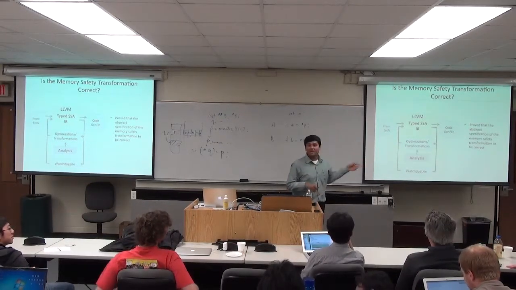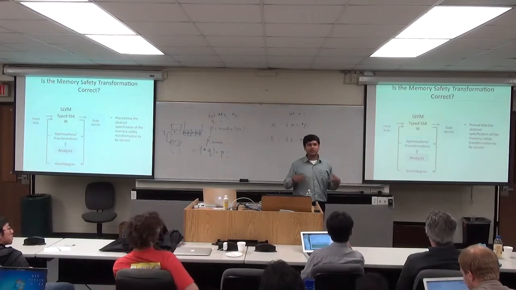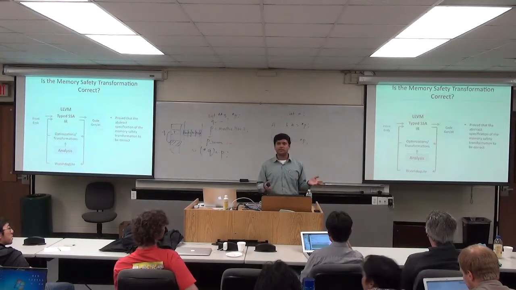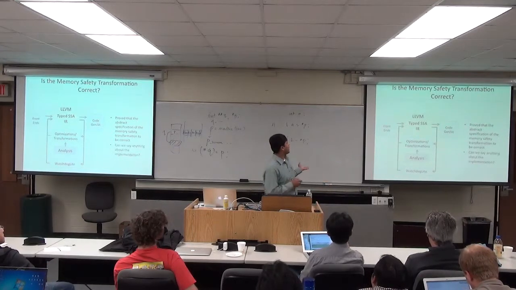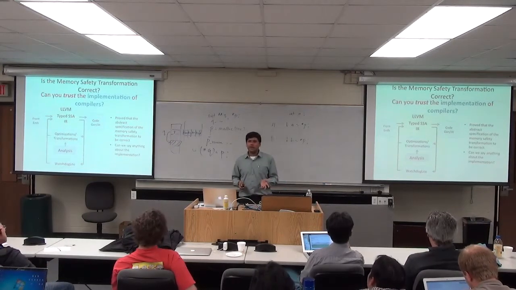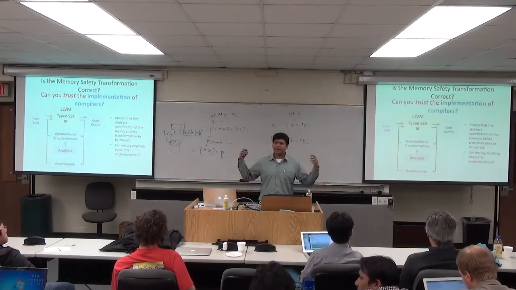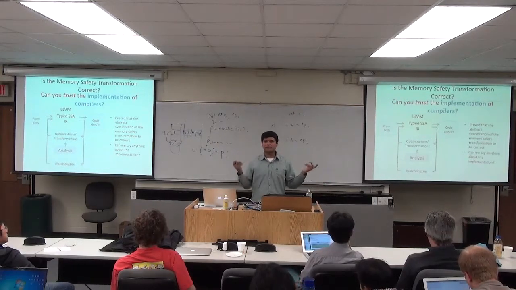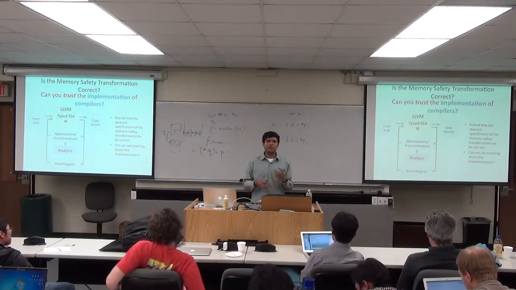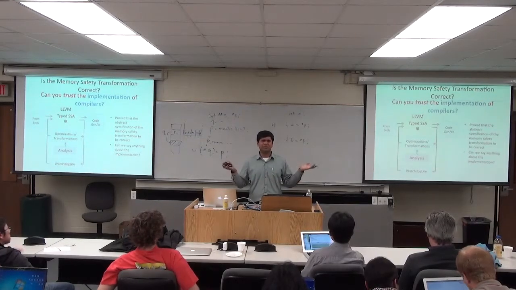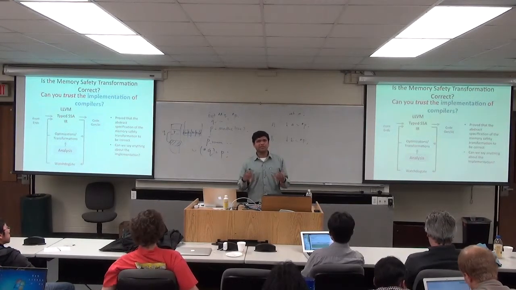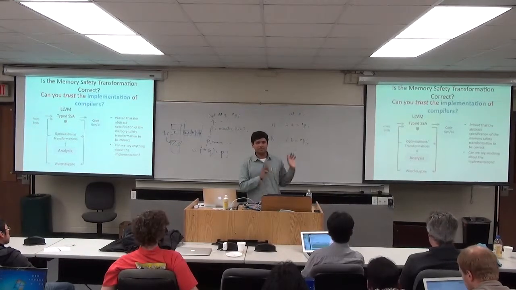So this transformation, what we are trying to say, building a transformation correct by construction, is analogous to saying, can we trust the implementation of the compiler? But compilers are used by thousands of people, right? Everyone uses GCC. Most people don't know what goes on inside GCC, but still everyone uses it. A compiler should be robust. So now, is it just a question of trusting Santosh's implementation of the memory safety transformation?